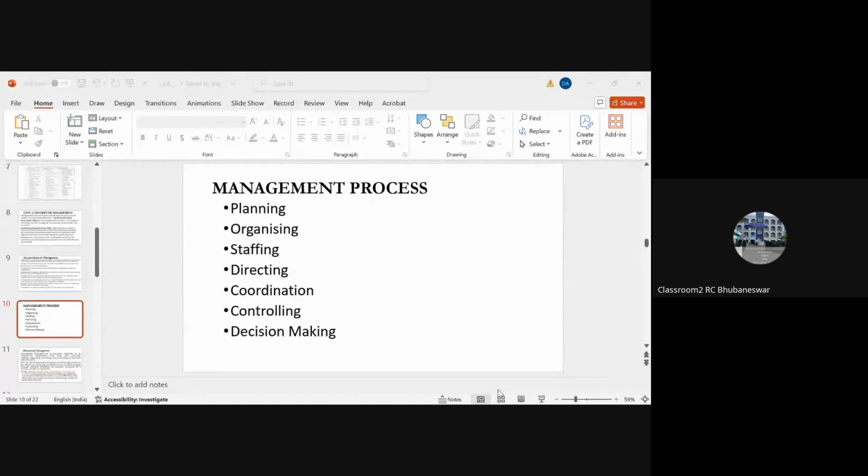Then directing. Under directing, leadership is very important. A good leader should give good direction. Without good direction, we never achieve the goal. Communication is very important.